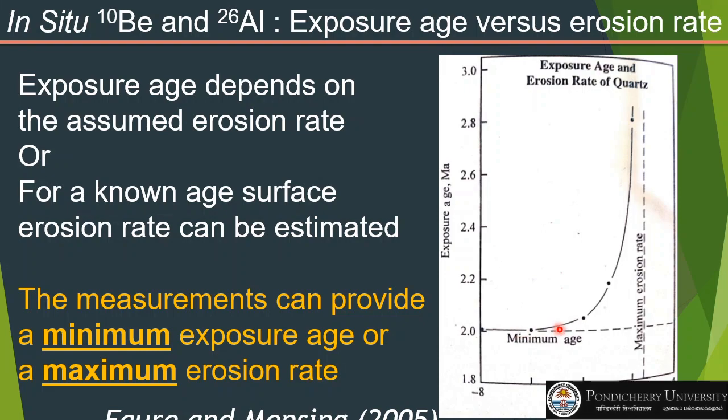On the other hand, the same measurement can be interpreted in terms of a maximum erosion possible for the surface. So you can have what could be the maximum erosion rate for a given production of cosmogenic nuclides, or what could be the minimum exposure age for a given production of the cosmogenic nuclides.